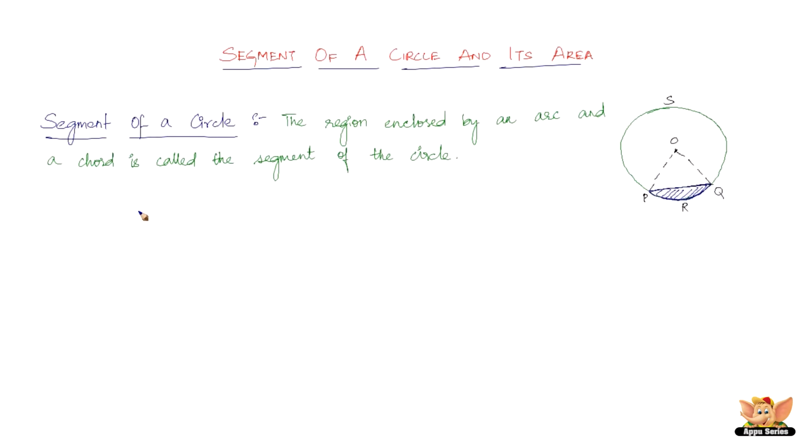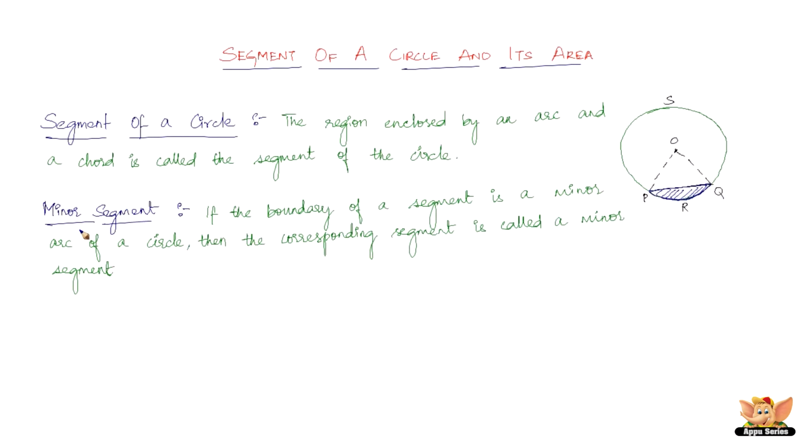So now let's go to the minor segment definition. All right, so here we've got the minor segment. A minor segment is when the boundary of a segment is a minor arc of a circle. So, this segment here, PRQ, the boundary of it is the minor arc. So therefore it's called the minor segment.